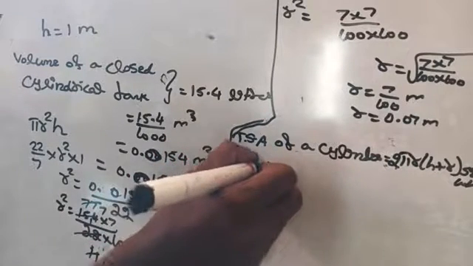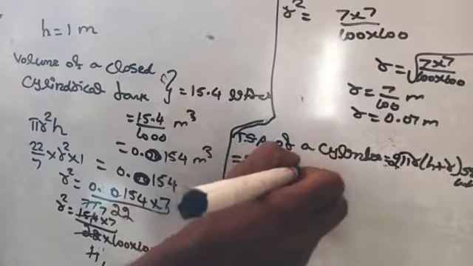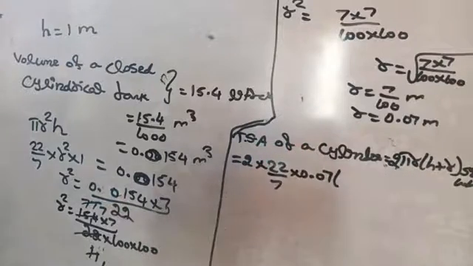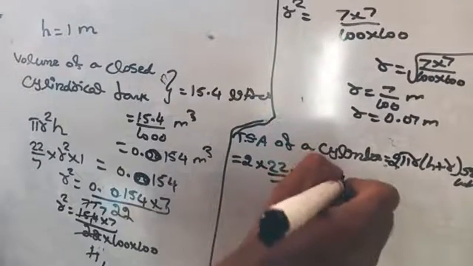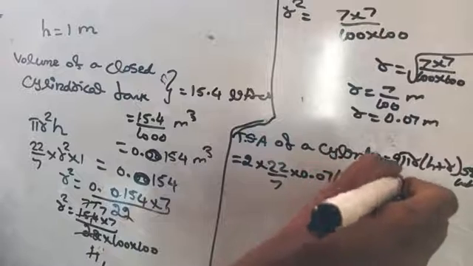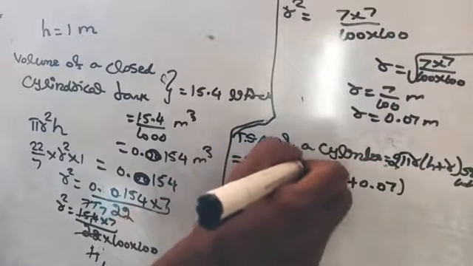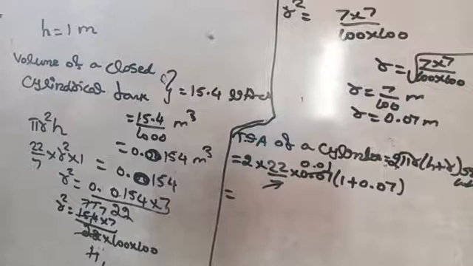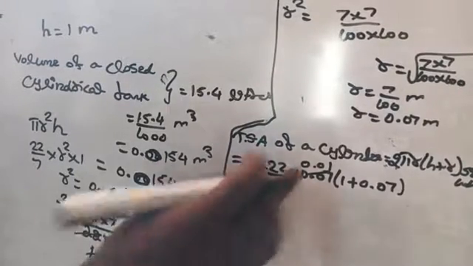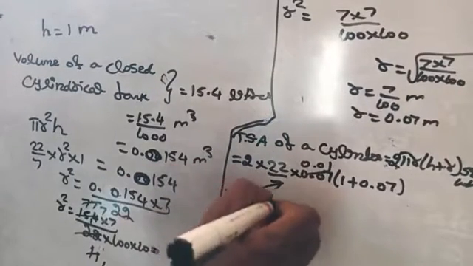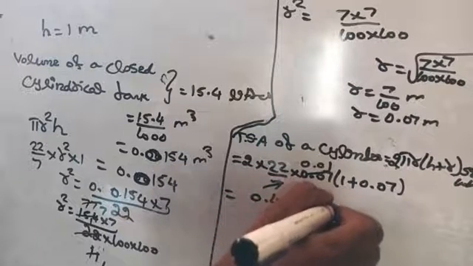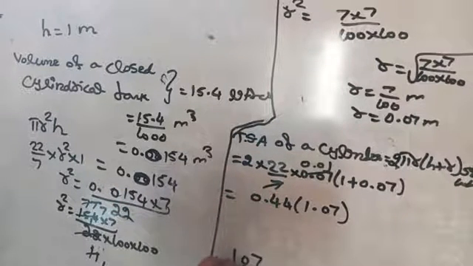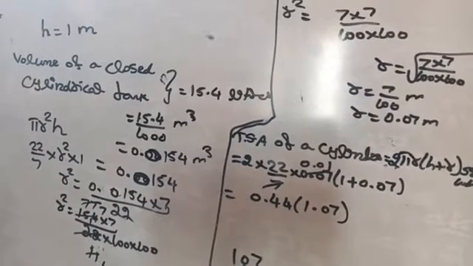So 2 into 22 by 7 into r, which is 0.07, into h plus r, h is 1 here and r is 0.07. Here you can cancel, it will be 0.01. 2 into 22 is 44. 44 into 1 is 44, but you have to correct 2 decimal places, then 0.44 into 1.07. Now multiply these two, 107 into 44, which is 4708. You have to correct 4 decimal places, that is 0.4708.